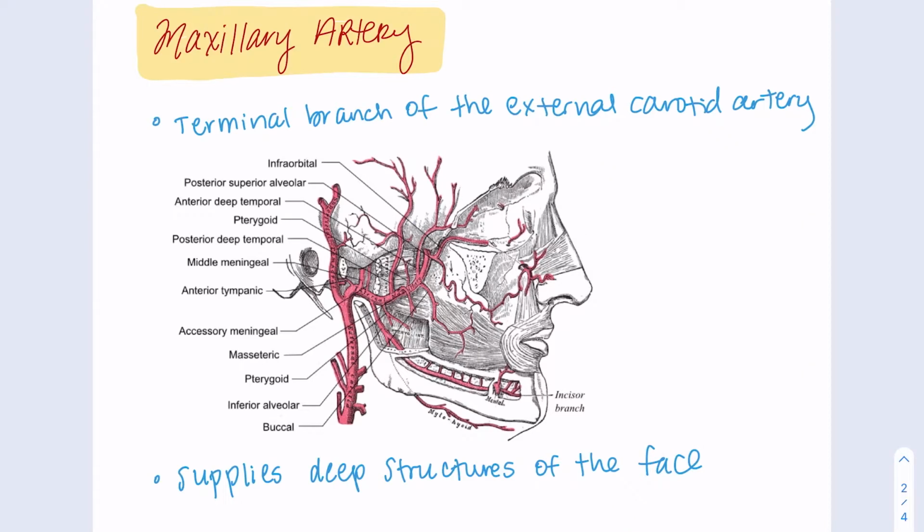Today we're discussing the maxillary artery, which is a terminal branch of the external carotid artery, which we can see here coursing up the side of the neck, giving off the superficial temporal artery, and then the maxillary artery here, which arises posterior to the neck of the mandible, coursing anteriorly deep to the neck of the mandibular condyle, and it supplies the deep structures of the face.